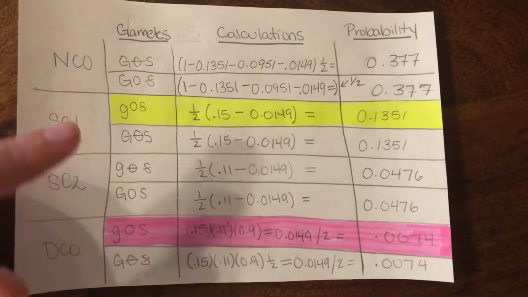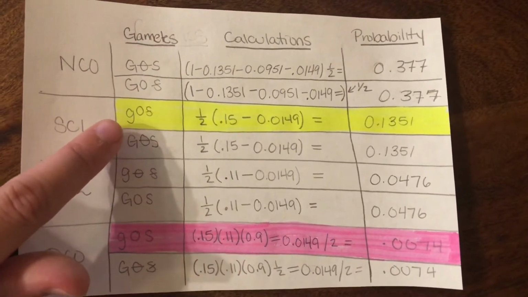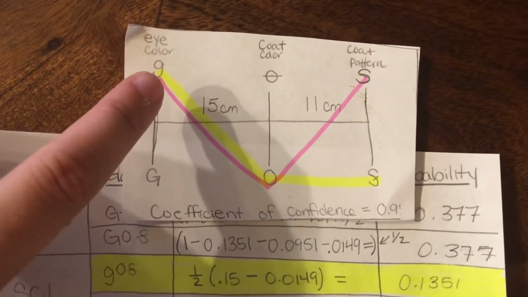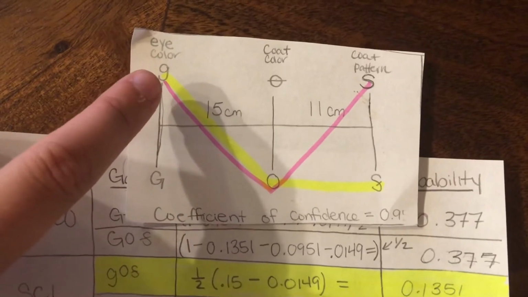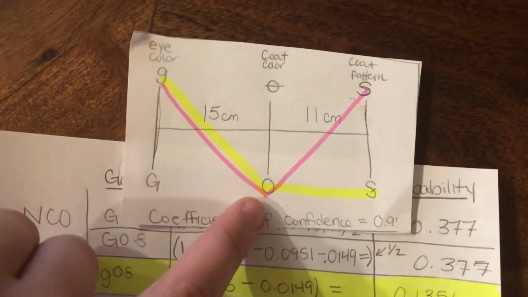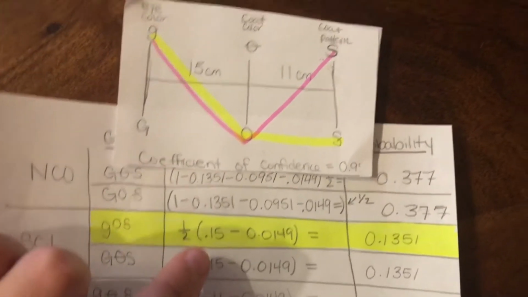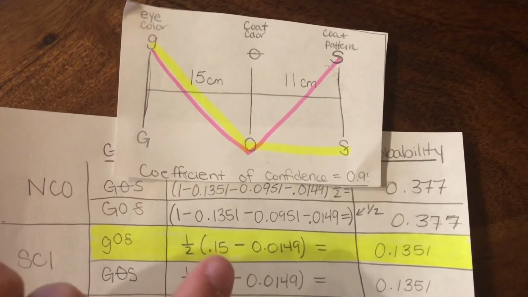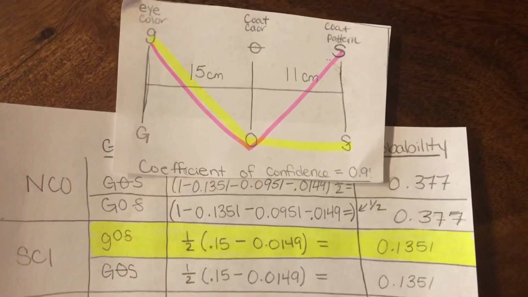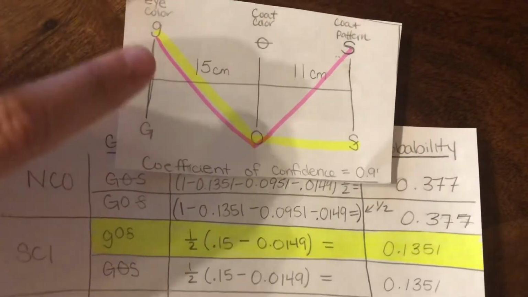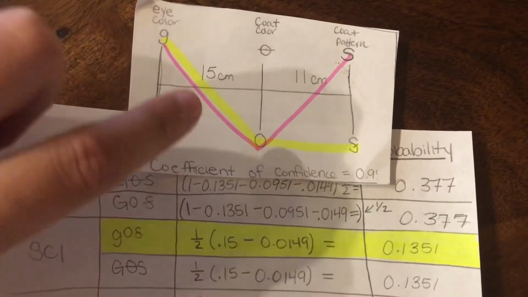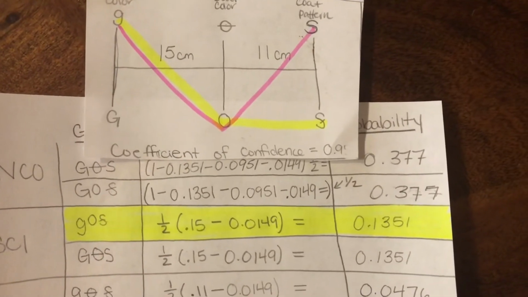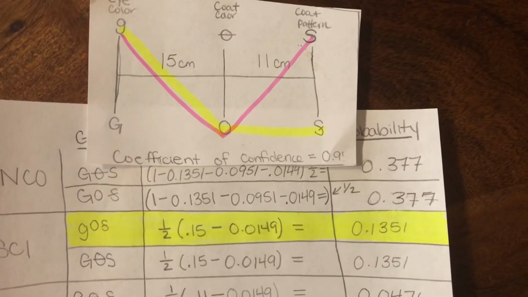Next, we're also going to look at the probability of this SC1 crossover at the first locus. This crossover is represented here with the yellow line where the crossover happens between locus 1 and locus 2. So in order to calculate that, you would take the distance between locus 1 and locus 2, which is 0.15, and you would subtract the probability of a double crossover, which is the 0.0149, and then you would divide that by 2 in order to get just this single crossover that we're focused on right here. And that would give you the 0.1351 probability.